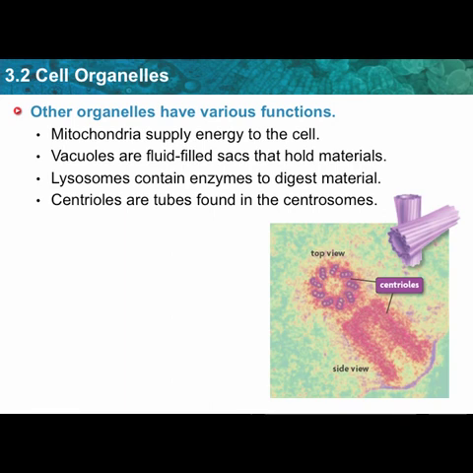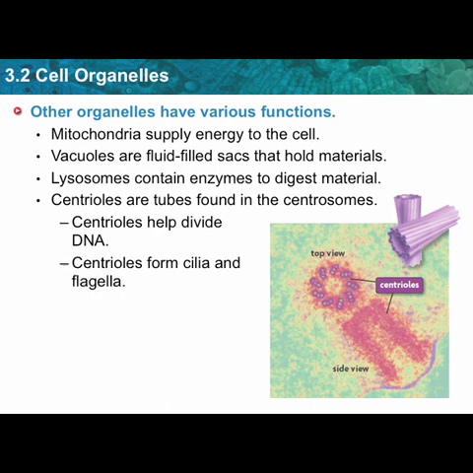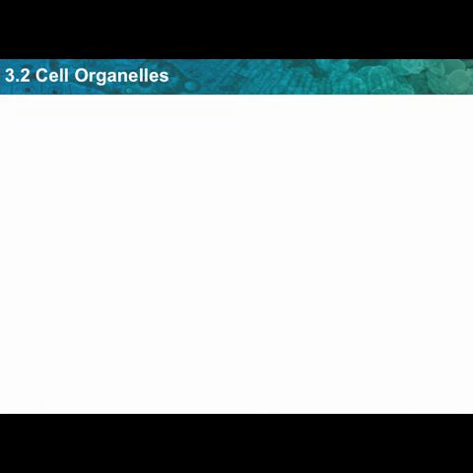Centrioles are tubes found in the centromeres. Centrioles help divide the DNA during cell replication, cell division. They also form cilia and flagella to help the cells to move, little whip-like tails or short little hairs that wave in the water that they live in to move them around, kind of like oars.